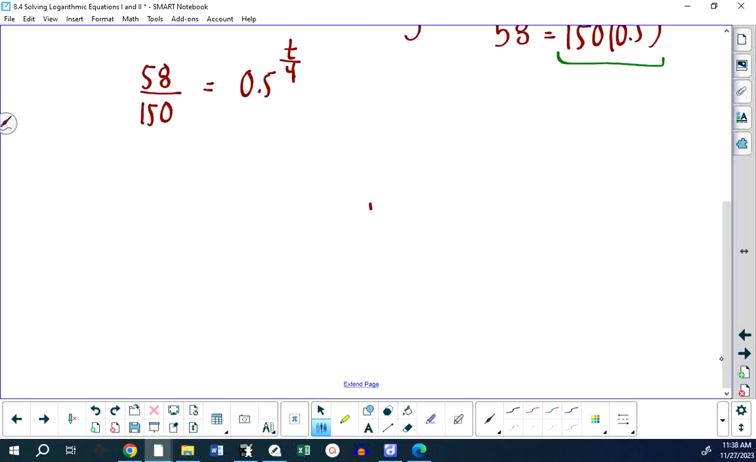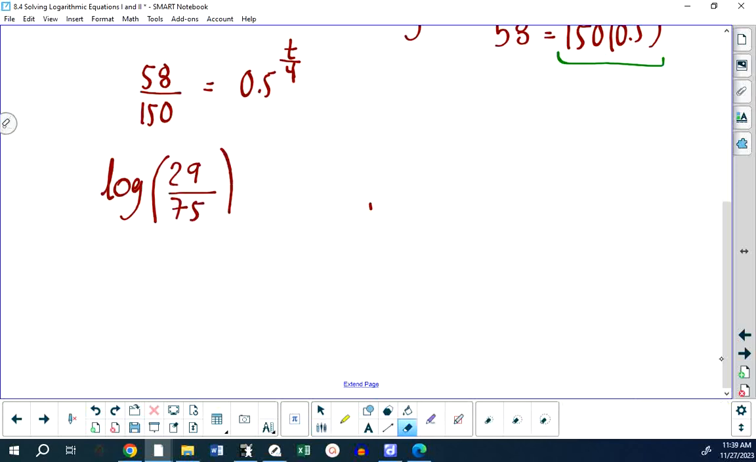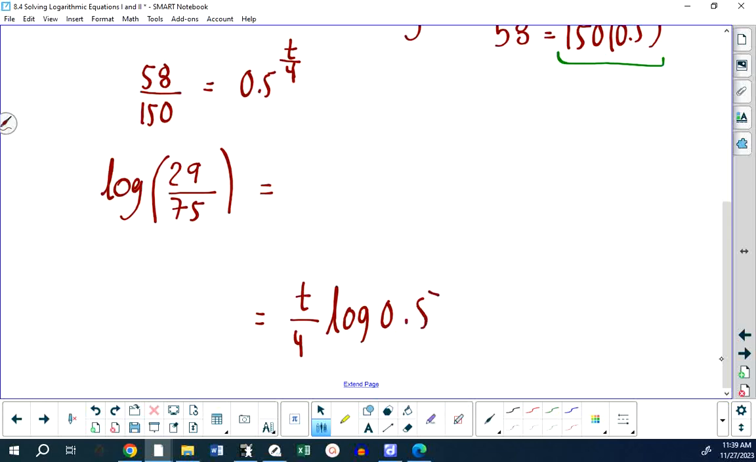I'm going to take the log of both sides. Rather than calculate what it is in decimal form for the 58 over 150, I think it's 29 over 75. I'm just going to write that. This is equal to, now how many of you would just write it's equal to t over 4 log 0.5? Okay, that's fine, but don't do that on a written response. Show that you are writing the log of 0.5 to the t over 4.